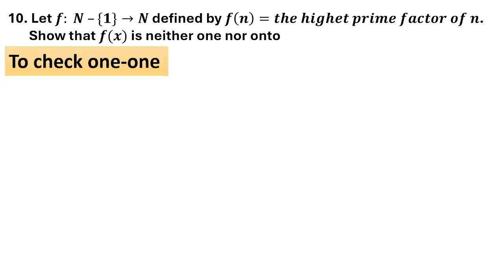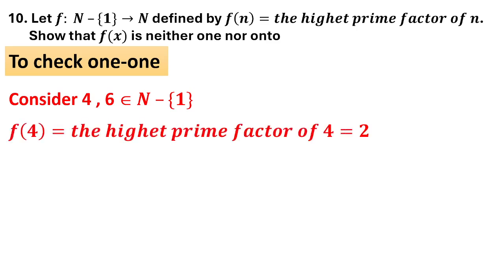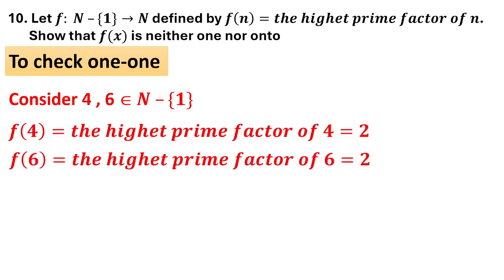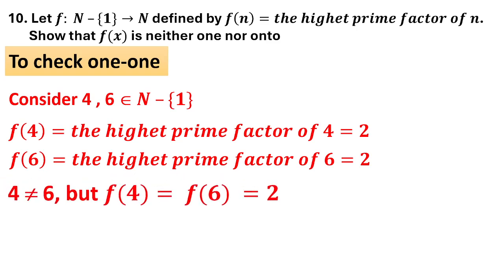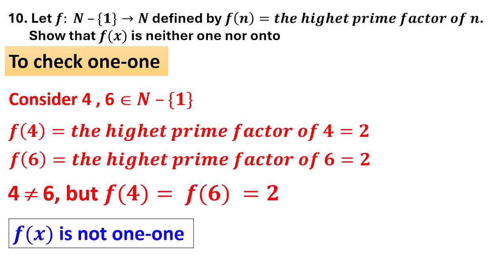What you have to do now? You have to take two numbers such that the numbers are not the same, but their images are the same. Therefore, you have to take two numbers such that their highest prime factors are the same, but the numbers are not the same. Very simple. You can take 4 and 6. What is the highest prime factor of 4? 2. What is the highest prime factor of 6? It is also 2. 4 is not equal to 6, but their images are the same. Therefore, f of x is not one-one.